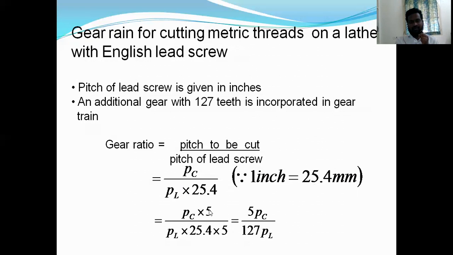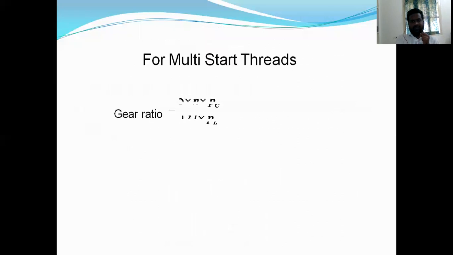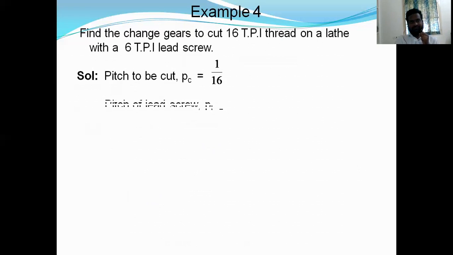We can divide this equation by 5 by 5. So here 5 PC and 5 into 25.4 gives 127 into PL. For multi-start threads, 5 into N into PC divided by 127 into PL. So this is the gear ratio formula, where N is equal to the number of starts.